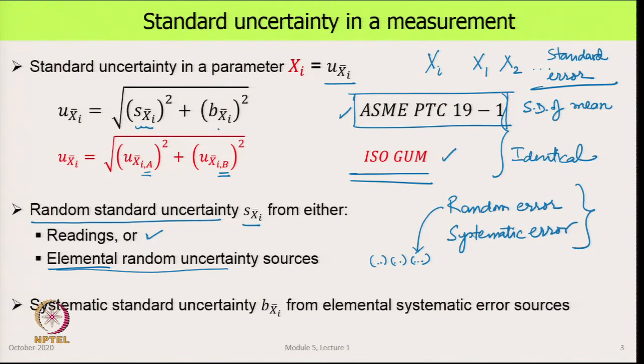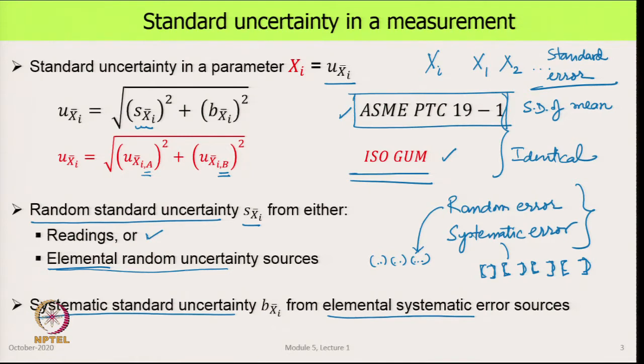Now, B x i bar. The systematic standard uncertainty has only one method, which is a calculation based on the elemental systematic error sources. Like the random error, the systematic error also has lots of sources of systematic error, so we can denote it slightly differently. These are not based on data, but on other information, including the experimenter's experience, past information, and all of that.